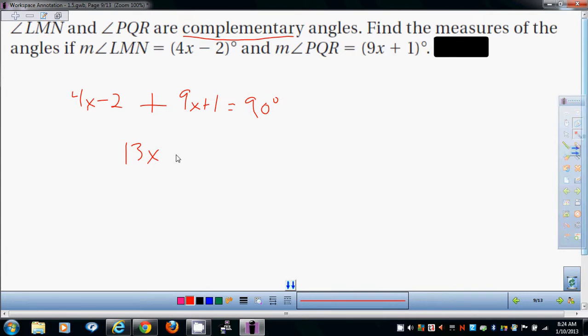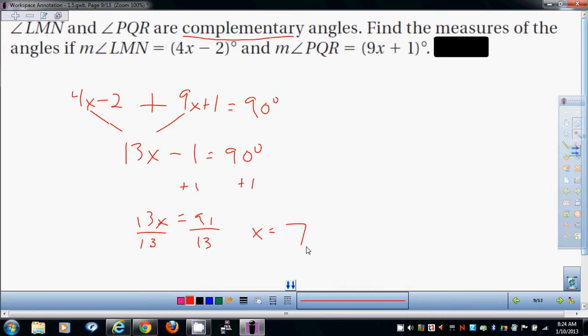All right. Okay, go on. Negative 2 plus 1. Negative 1. You got it. And what would that give me? Seven. Now what did it say? Find the measure of the angle.